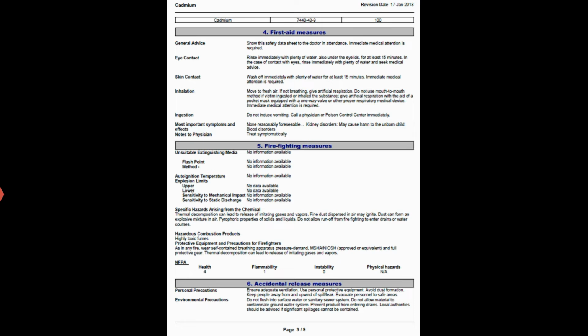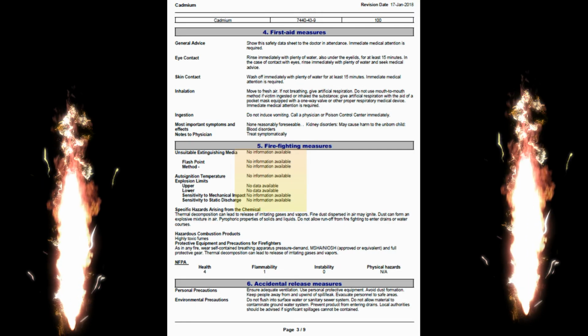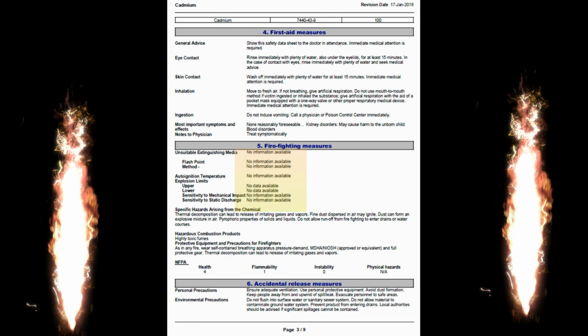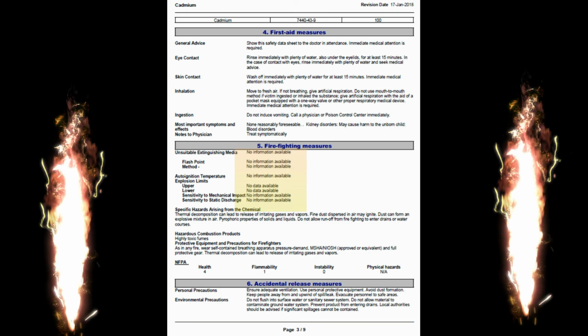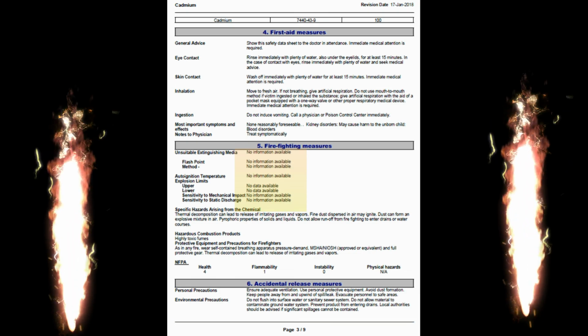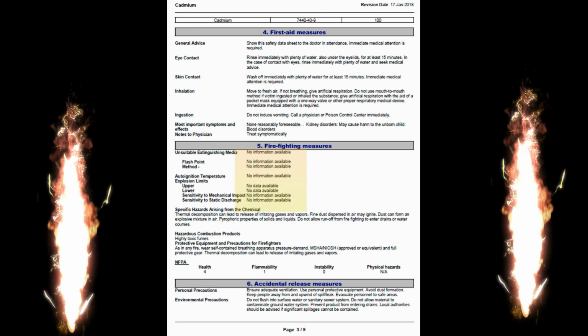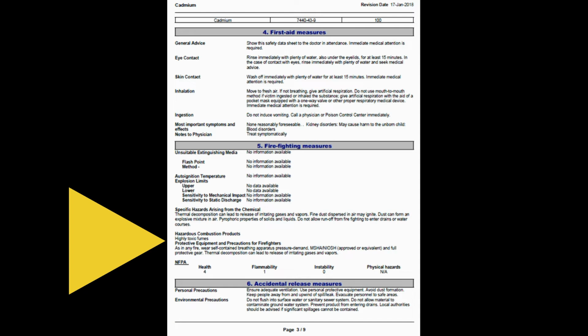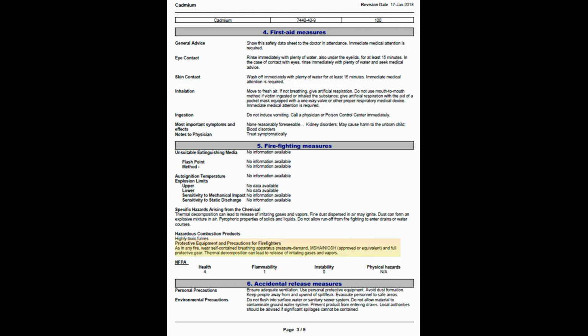Down here you'll have the firefighting measures, and as you can see, they don't really have a whole lot because this isn't very flammable. So most likely the fire that's going to have this involved in it is something else that's on fire that happens to be burning the cadmium. So this is not very flammable, but it can burn because something else is on fire. They don't really have a whole lot as far as fighting the fire. What they do have is highly toxic fumes, personal protective equipment and precautions for firefighters. Down here it says wear scuba if there is a fire that has cadmium inside of it.